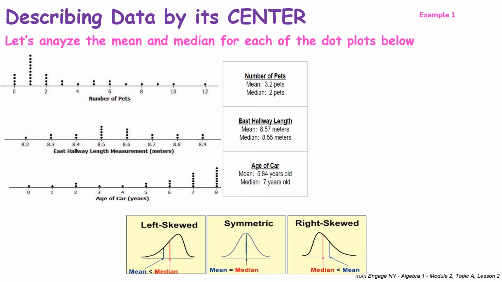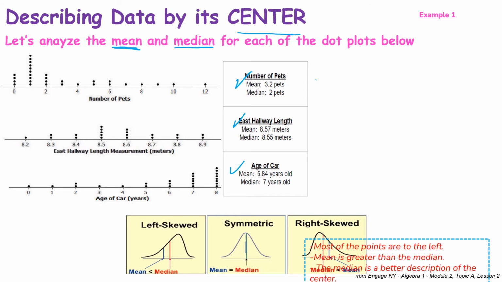For our first example here, we want to analyze the mean and the median for the dot plots below, because we're going to describe the data by the center. So remember, if we're looking at the center, we're describing the data by the mean or the median. So for these dot plots, we're given the mean and the median right here. So let's just analyze what we see for each graph.